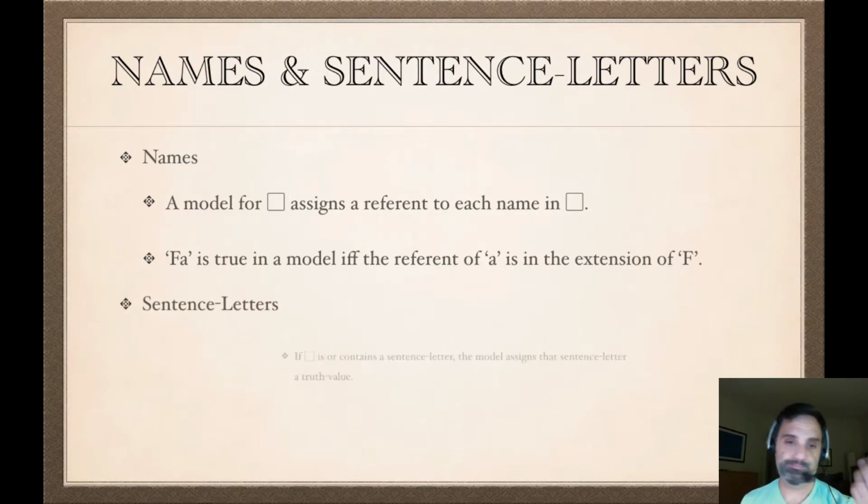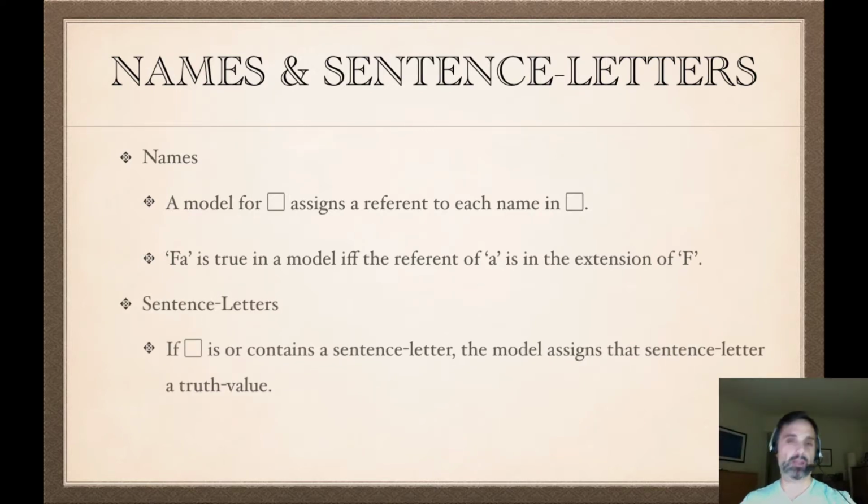Sentence letters just get a truth value, just like a truth table row does. So sentence letters are easy, and they usually won't show up in our models. We won't need them because when we're doing models for sentences, our sentences will not have sentence letters in them. But if you're doing a model for a sentence that happens to have a sentence letter, just give the sentence letter a truth value. That's all you need to do.